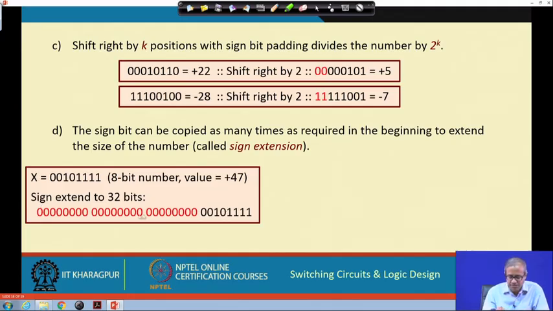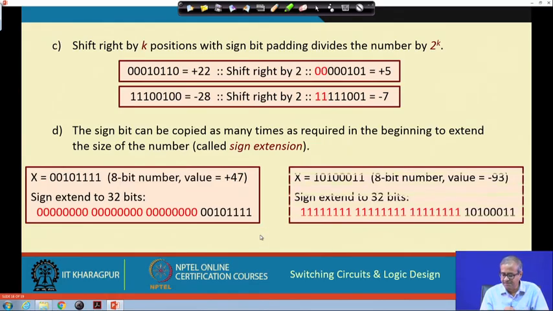So, you can check this number will also represent plus 47. The same thing holds for a negative number also. The only rule is that you are replicating the sign bit, not adding 0 like here. The sign bit was 1. This is the representation of minus 93, this also you can check. So, you can replicate the sign bit so many times, your number will still remain minus 93. So, when you change the size of a number, you can freely replicate the sign bit and add it in the beginning as many times as you want. This is a big advantage of 2's complement representation.